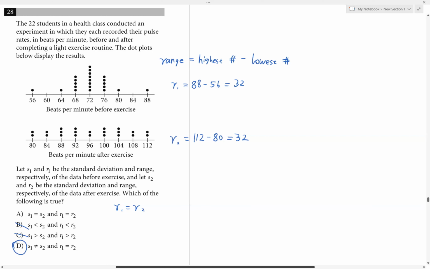Unless the two data sets look exactly the same, in which case they would have the same standard deviation, right? But for something like this, we can clearly tell that the spread is all over the place. It's different. So for something like this, the standard deviation has to be different. We don't need to solve it mathematically. We can tell based on how spread out the numbers are that they should be different. Okay, so that should be it for number 28, which is letter D.